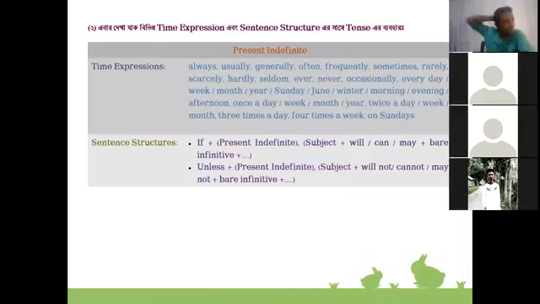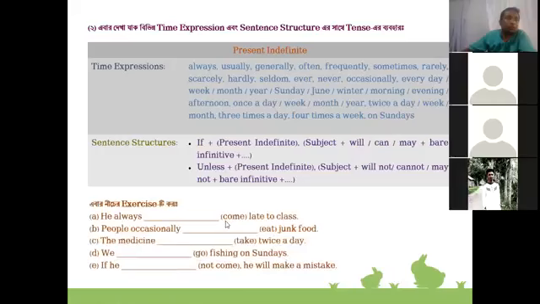Let me cite an example. If you come, I will go. If you come is present indefinite, and I will go is future indefinite. Unless you come, I will not go. You come, present indefinite. I will not go, future indefinite. Now do the exercise in 3 minutes.